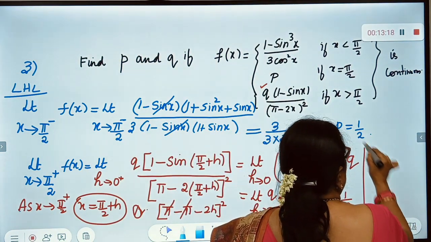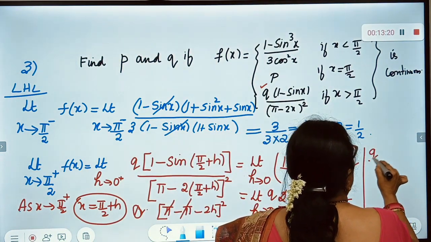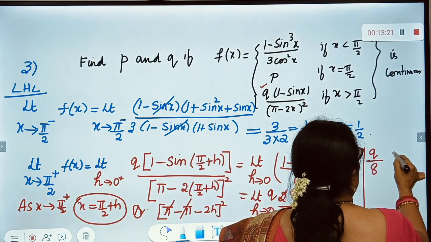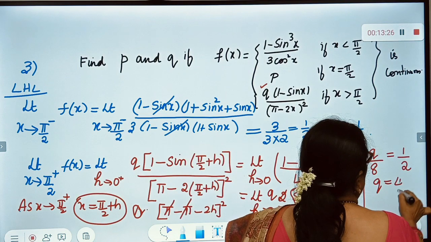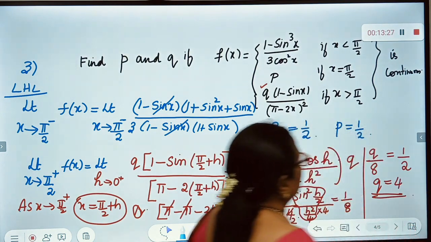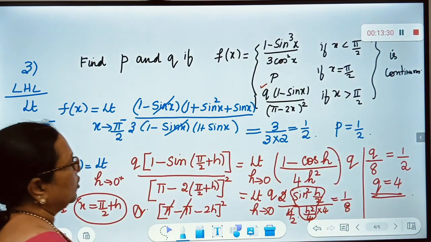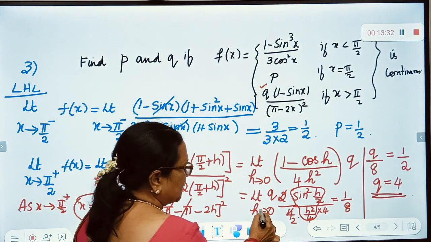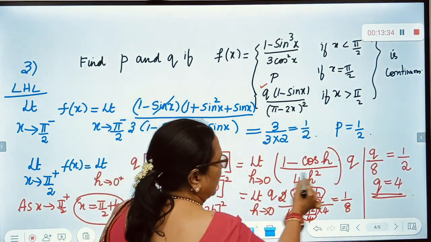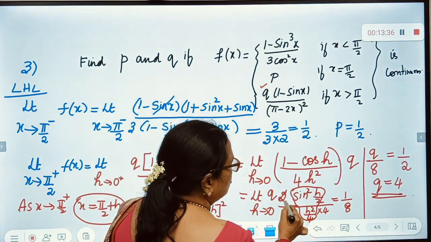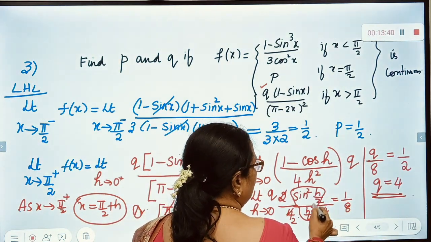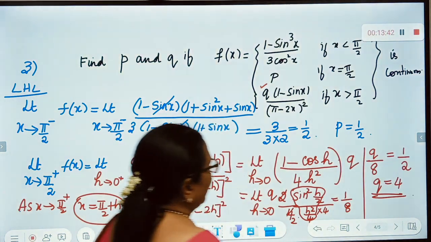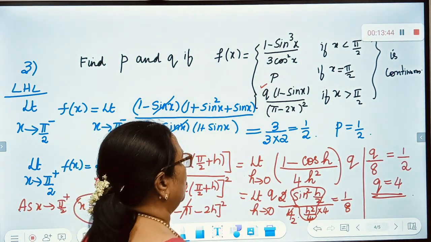Now P is half. So Q into 1 by 8, which is Q by 8, is half. Therefore Q equal to 4. P is 1 by 2 and Q is equal to 4. See, limit h tends to 0, I have a Q here. 1 minus cos h, I have written it as 2 sine square h by 2. Since I have sine square h by 2, I have multiplied and divided by h square by 4 into 4.